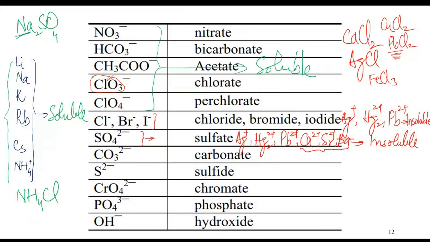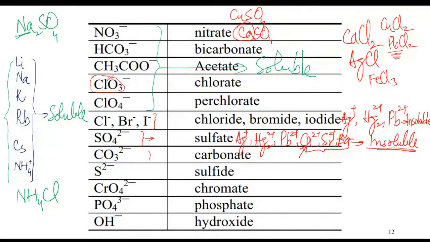Now, one example. If I write CuSO4, soluble or insoluble? Soluble. CaSO4, soluble or insoluble? Insoluble. Why, doctor? Because calcium, Ca, is present here. I told you with these 6, it is insoluble. Good.